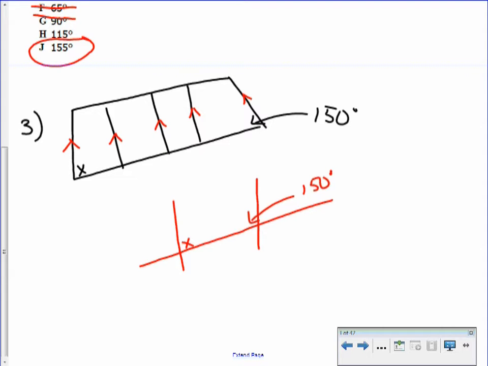Same side interior. What's true of same side interior? They equal 180, supplementary. So even though we have all these pieces in the middle, it doesn't matter. This one is parallel to this one, according to the diagram and the information they gave us. So these two are same side interior, so we just need to subtract degrees.